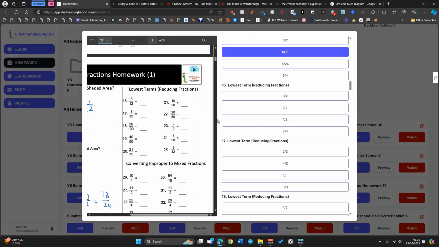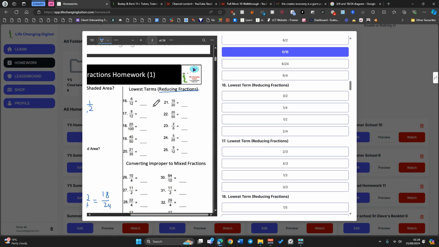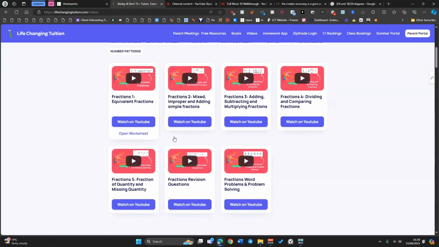Alright, question 16. Lowest term reducing fraction. Okay, so what this means is we have to reduce the fraction or simplify the fraction, like I explained in this section over here. So to simplify a fraction, you have to figure out what number goes into both of these, the top and the bottom. Again, there is a video over here, I believe, which one is it? Mix improper, comparing fractions. It might be one of these, it might be 1 or 2. Watch through all of these because you need to understand this if you don't understand this.